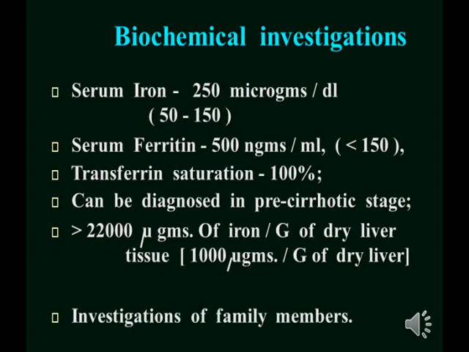This type of cirrhosis can be diagnosed in a pre-cirrhotic stage and can be prevented. Due to the excessive accumulation of iron granules, the liver size will be dramatically increased, and the hepatic iron will account for more than 22,000 micrograms. And in case of primary or idiopathic hemochromatosis, investigation of the family members is also important.